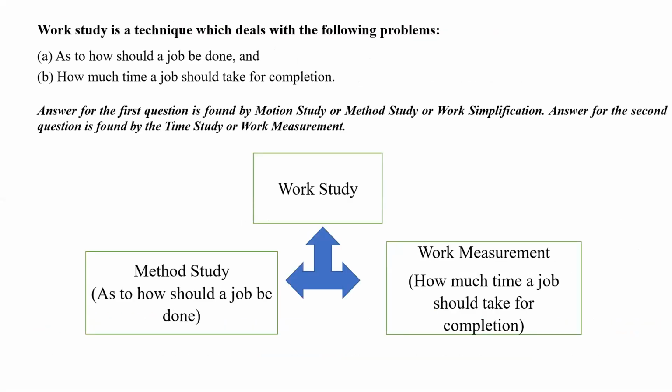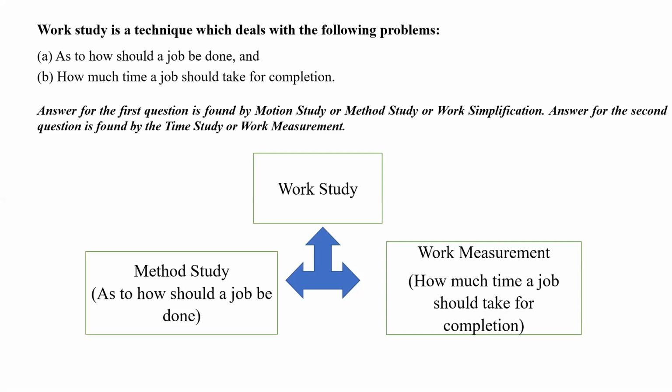Now we see the techniques with which we deal with problem solving in work study. Work study is a technique which deals with two problems. One is how a job should be done. Second is how much time the job should take for completion. How a work is to be done, that is method study. And how much time we need to take to perform the task, that is called work measurement.